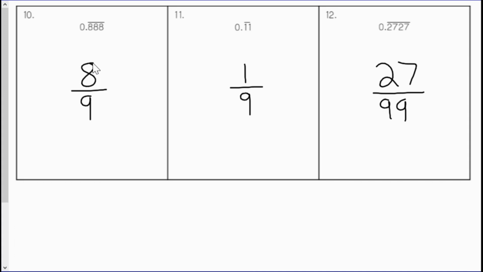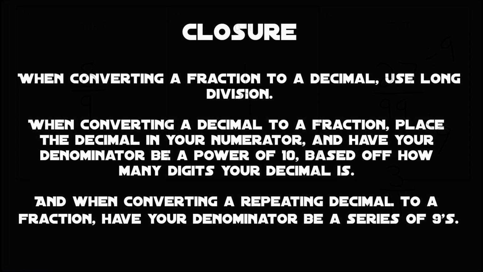Now, if I want to simplify this fraction, I want to look for the greatest common factor of 27 and 99. So I can take out a 9 from 27 and 99. 27 divided by 9 is 3, and 99 divided by 9 is 11. So 0.27 repeating as a fraction is 3/11.